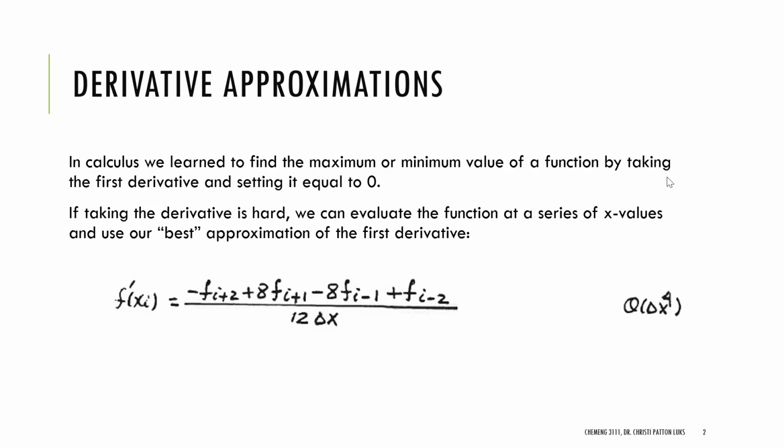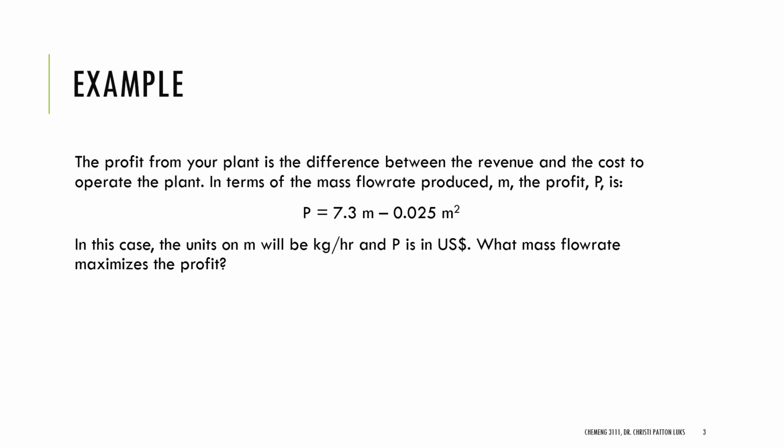So we want to use the best possible, okay? That's going to get us to our answer fastest. And so that is the central difference using two terms on either side of our point, okay? So let's talk about the problem that we looked at in the previous video. Finding the maximum profit for a given flow rate. So P is 7.3 m minus 0.025 m squared, and we want to find out what flow rate will make this profit be a maximum.